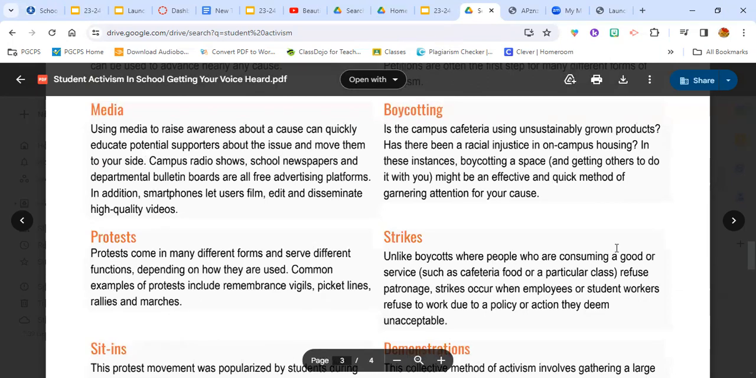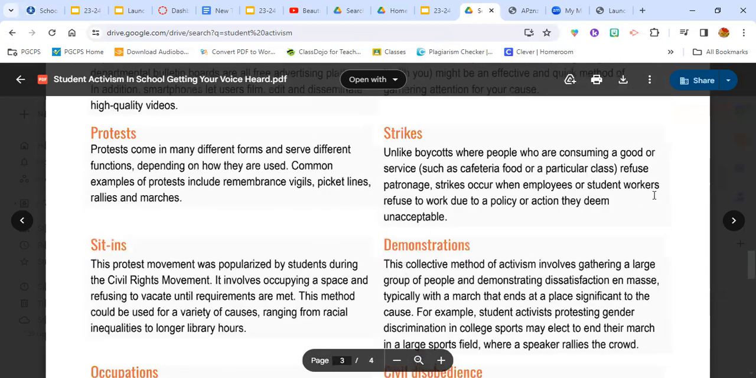Boycotting. Is the campus cafeteria using unsustainably grown products? Has there been a racial injustice in on campus housing? In these instances, boycotting a space and getting others to do it with you might be an effective and quick method of garnering attention for your cause.